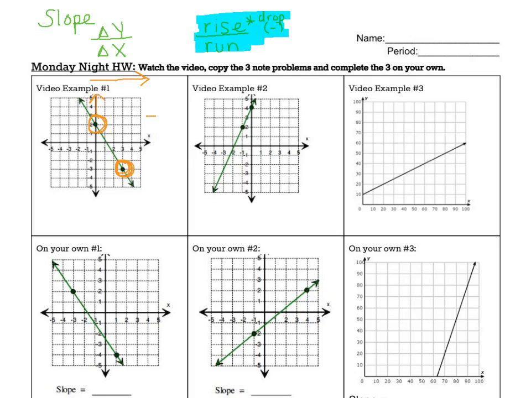So I'm going to go ahead and write my negative, and let's see how much I need to drop to get there. So I'm going to go down 1, 2, 3, 4, 5. So I go down 5, and then I need to run, and I'm going to run 1, 2, 3. So I dropped 5, ran 3. So our slope, and remember slope is m, equals negative 5 thirds. And that's all we're doing for right now. Let's look at a second example.